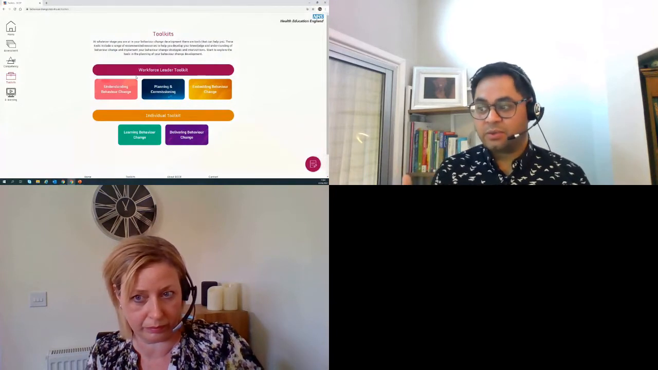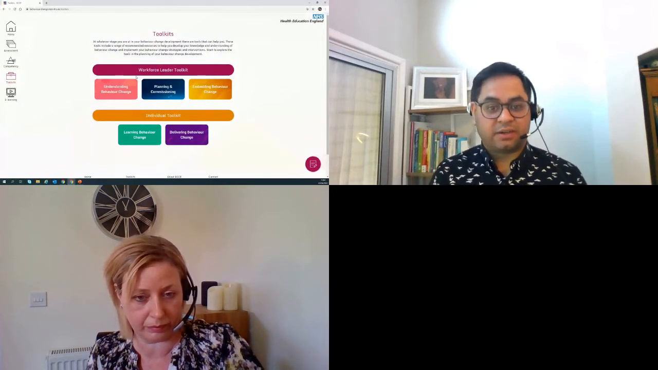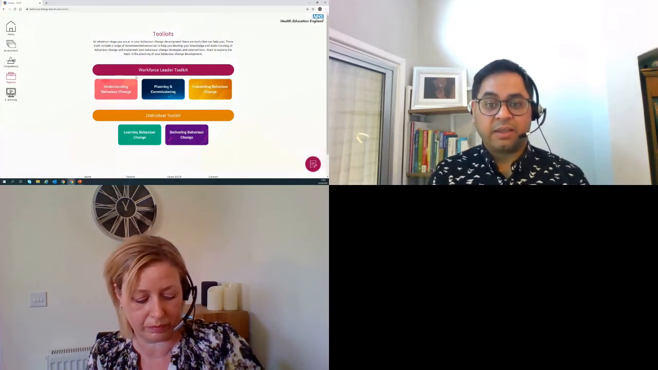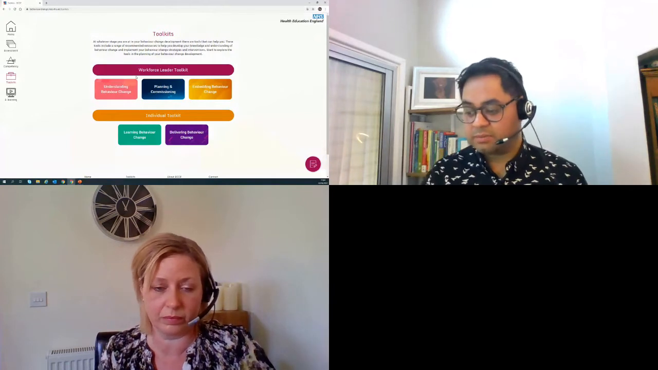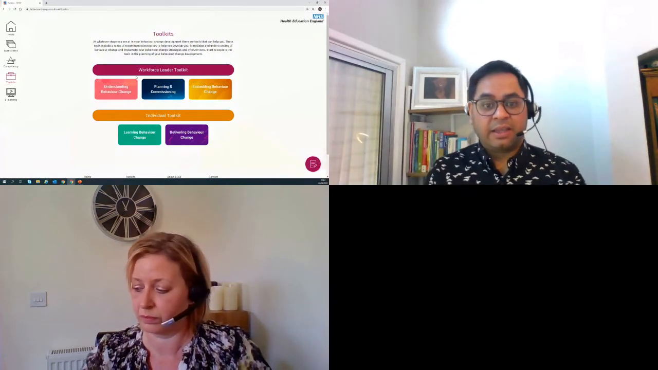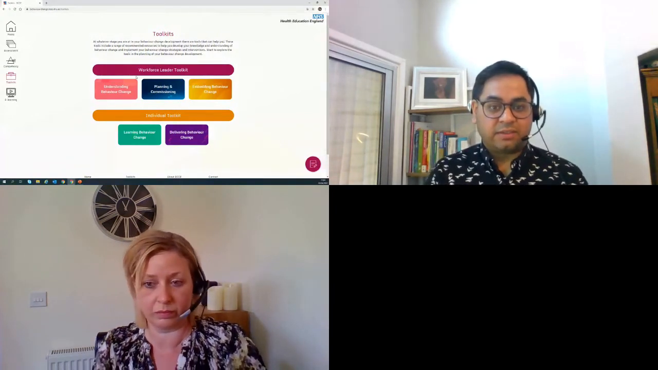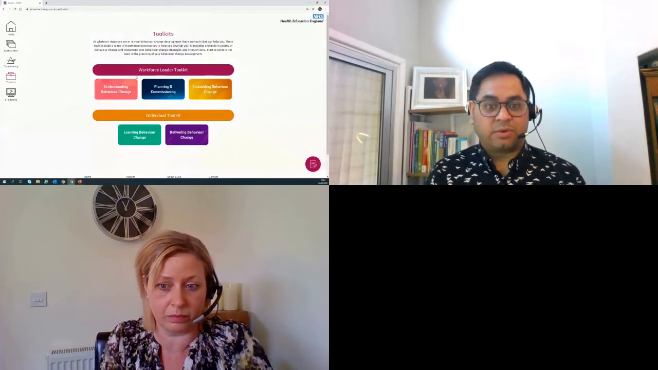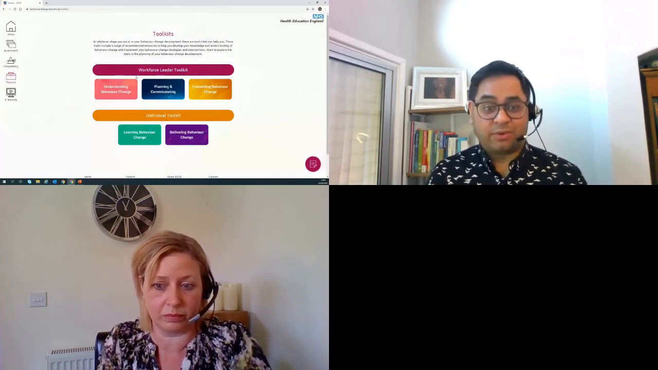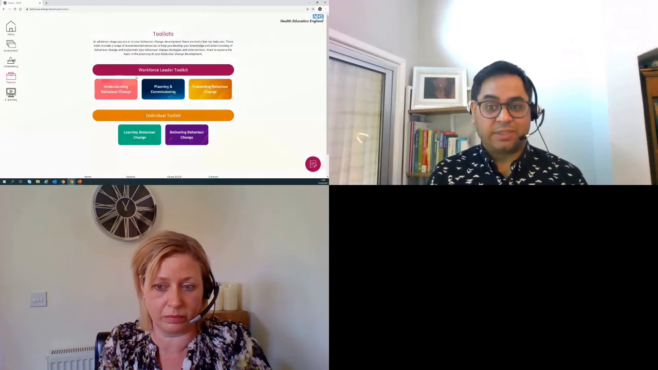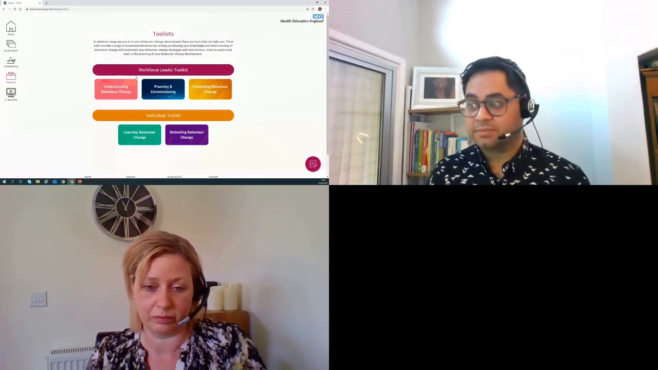So the toolkits that sit behind each of these tiles aren't new tools. They are tools that are already out there. When we did our scoping for this framework, people were saying it's really difficult to navigate the resources and tools that are out there to support behavior change, and it'll be really great to have it all in one place so that it can be easily accessible. So that's what we've done.